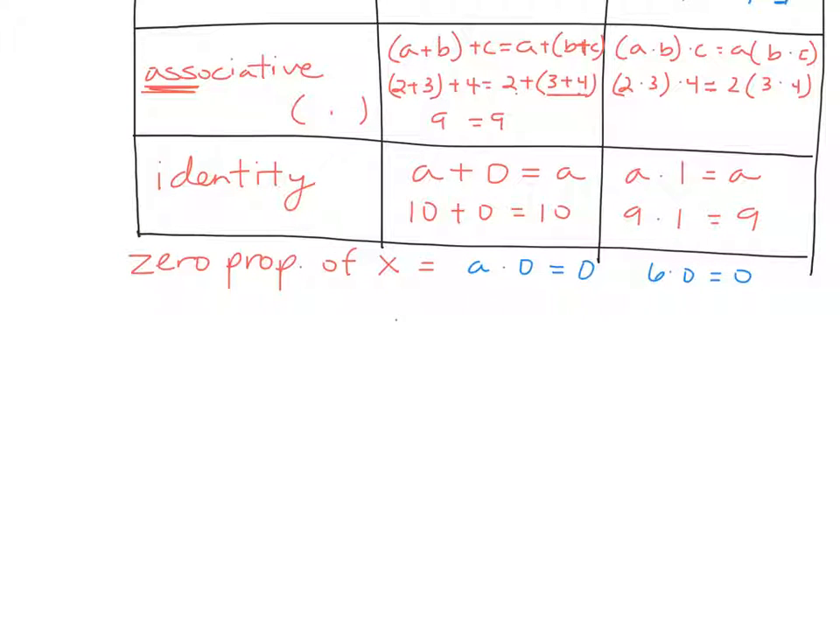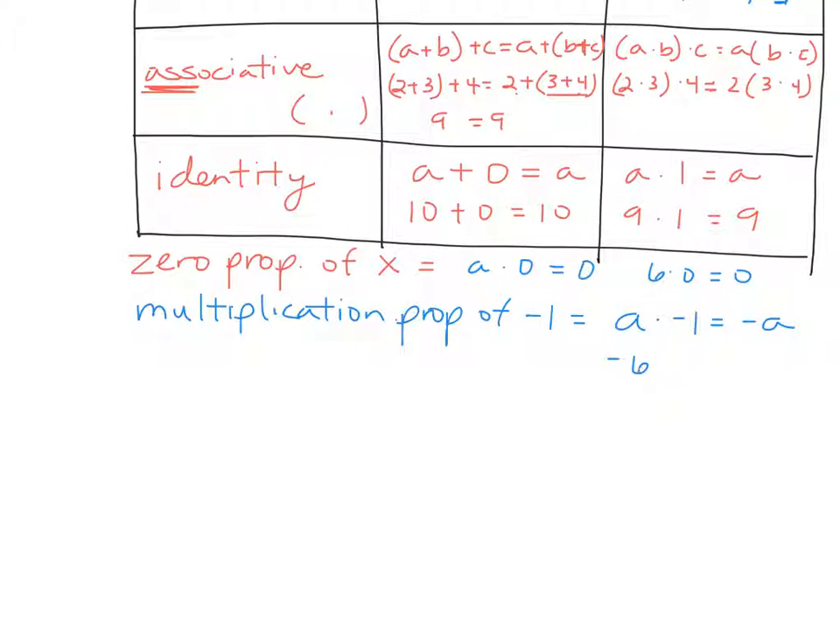And then there's the multiplication property. Such a long word. Multiplication property of -1. And that one says if you take a number and you multiply by -1, you always get what? The opposite of it, right? So if I did A times -1, I would get a negative A. Or if I did -6 times -1, I get the opposite of it, which is a positive 6.